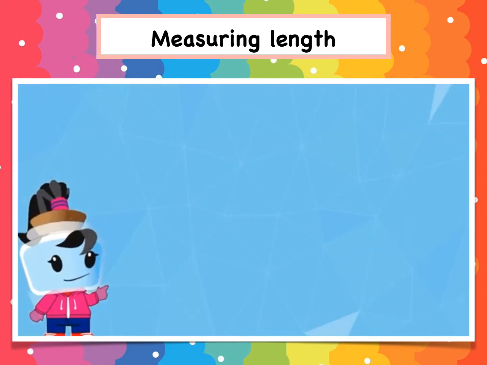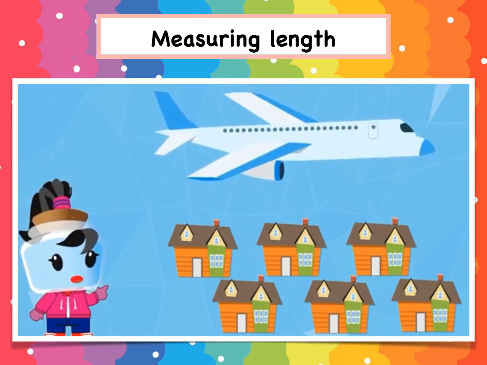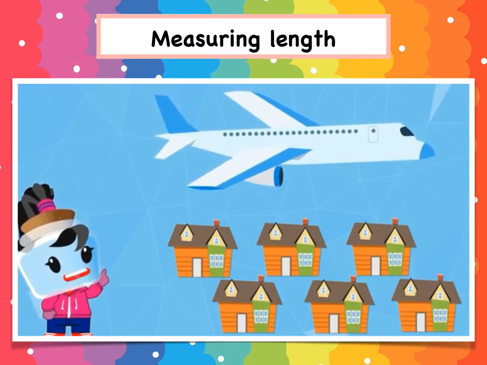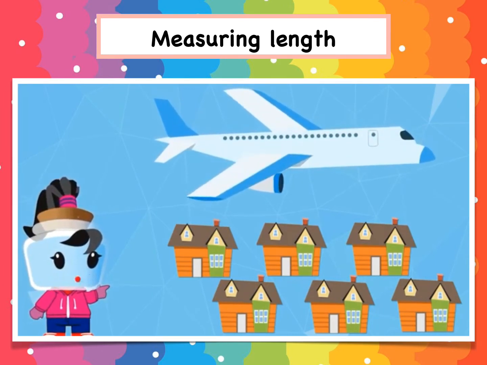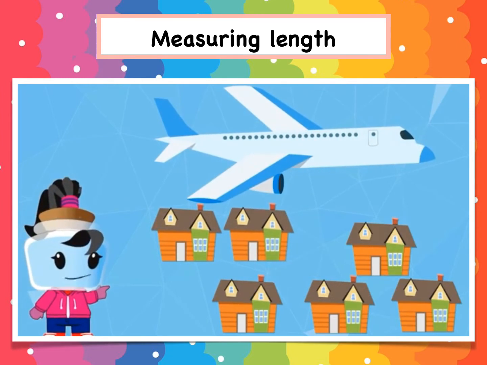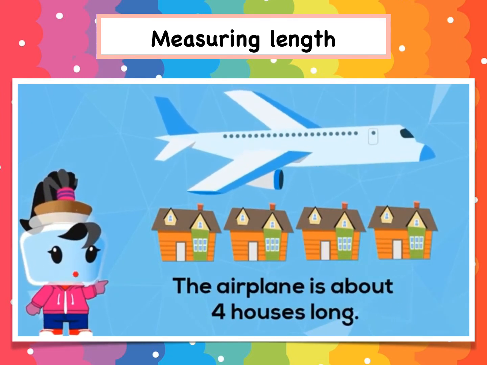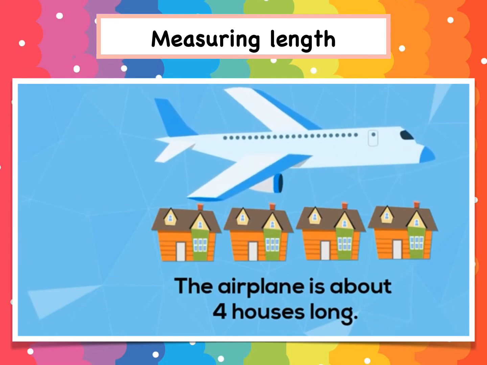Next, use the houses to measure the length of the airplane. Again, line up the houses below the airplane and count. 1, 2, 3, 4. Therefore, the airplane is 4 houses long.